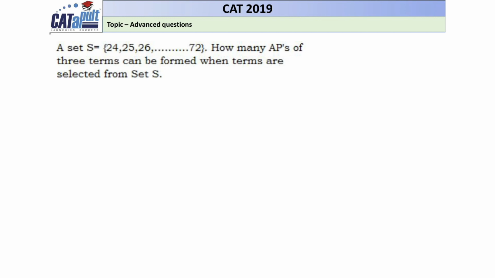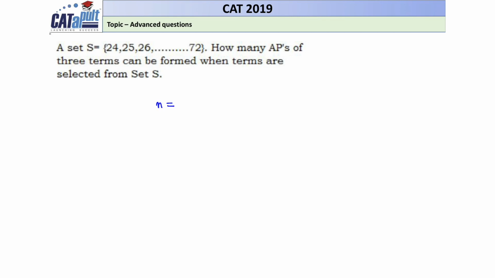So it says a set S equals to 24, 25, 26 till 72. How many APs of three terms can be formed when terms are selected from set S? इससे term select करने हैं. अब हमारे पास फॉर्मूला है डायरेक्ट, हमें बस n की वैल्यू निकालनी है.